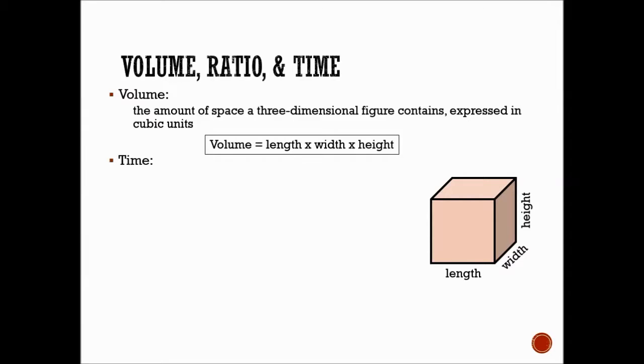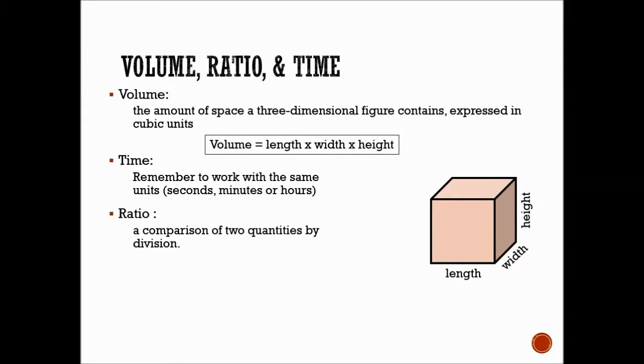Time, we're not going to define. Everybody knows what time is. Just remember, when you add and subtract time, be careful with your units. There's 60 seconds in 1 minute, 60 minutes in 1 hour. A ratio is a comparison of two quantities by division. The ratio of 2 to 3, for example, can be written as 2 out of 3, 2:3, or 2/3.